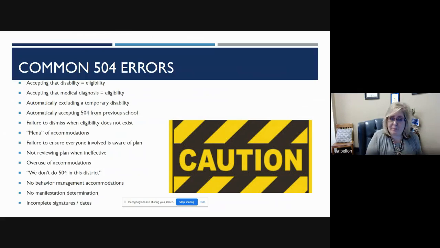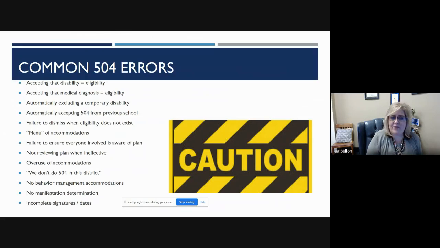Okay, and again, same with medical diagnosis. Automatically excluding a temporary disability. We do not want to make any automatic exclusions. We want the TST committee to meet and to discuss it and make a determination. It's really a case-by-case situation on what is best for that child.